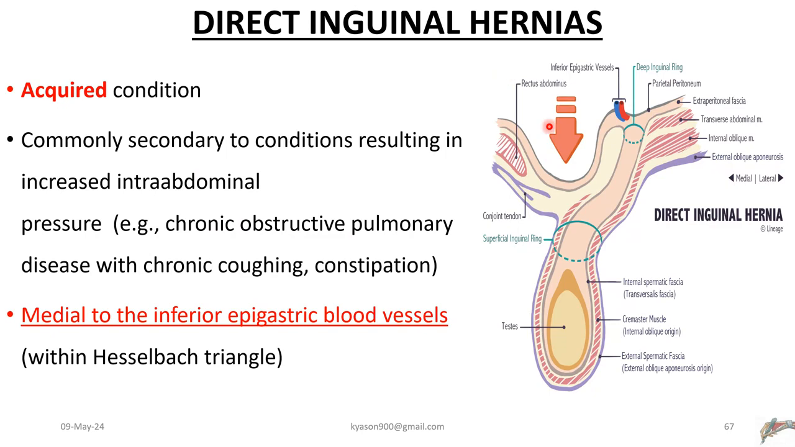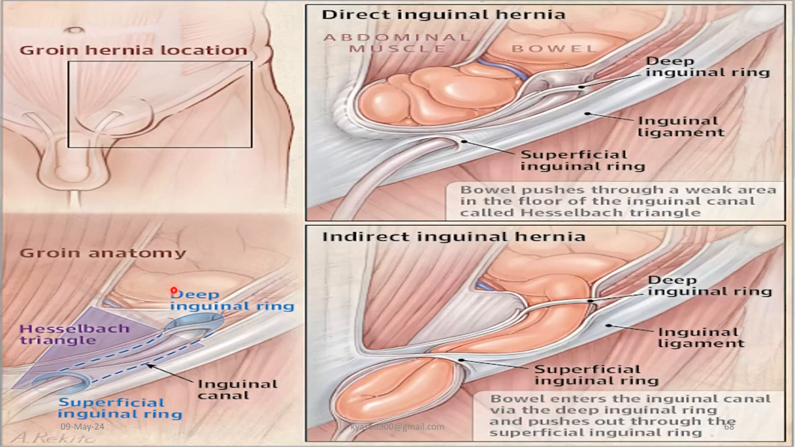So these types of hernias are going to be medial to the inferior epigastric vessels. As you can appreciate here, these are the vessels. They are going to be medial to the inferior epigastric vessels through the Hesselbach's triangle. Okay. So you can see this is your inferior epigastric vessels. Medial to it, you have the Hesselbach's triangle. That's where the structures protrude in direct inguinal hernias.